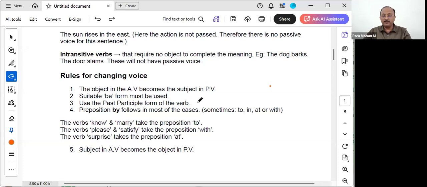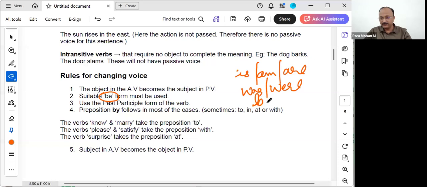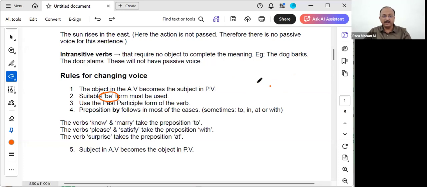Next, a suitable be form must be used. What are the be forms? Is, am, are, was, were, be, been, being. These are all called the be forms of the verbs, the auxiliary verbs. So one of these is used, as appropriate. And then the verb is always used in the past participle form only. The V3 form only is used in the passive voice.